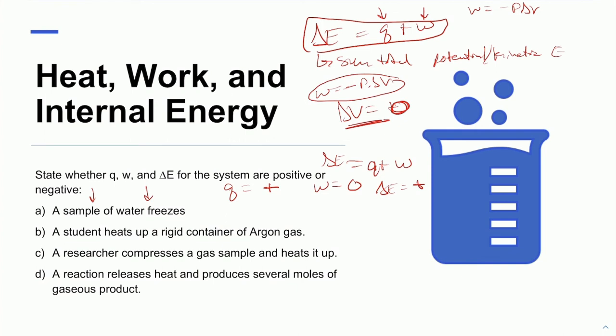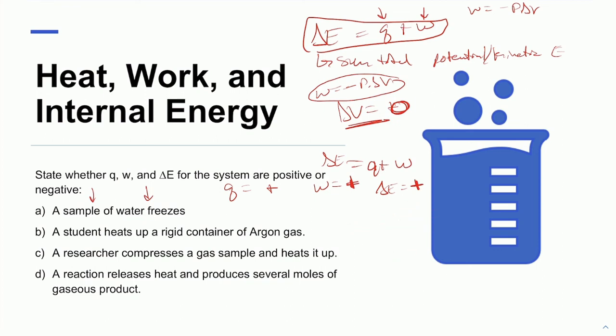All right, letter C, a researcher compresses a gas sample and heats it up. Okay, heats it up, obviously that's going to be plus. But he says he compresses the gas sample. All right, so if he compresses the gas sample, that means work, which is equal to negative P delta V, delta V is going to be negative because the V final is going to be smaller than the V initial, right? He's compressing it down. It's getting smaller. So that means overall work is positive, and by default, a positive plus a positive is obviously another positive.